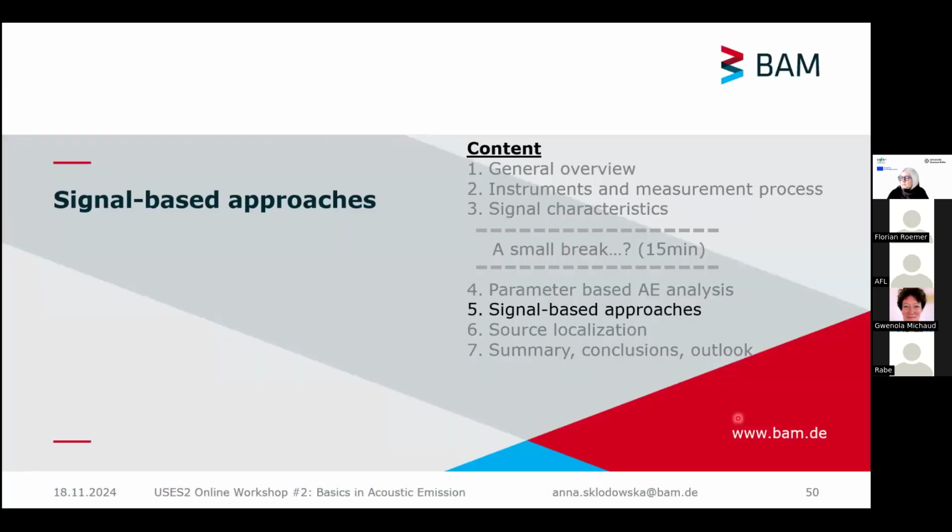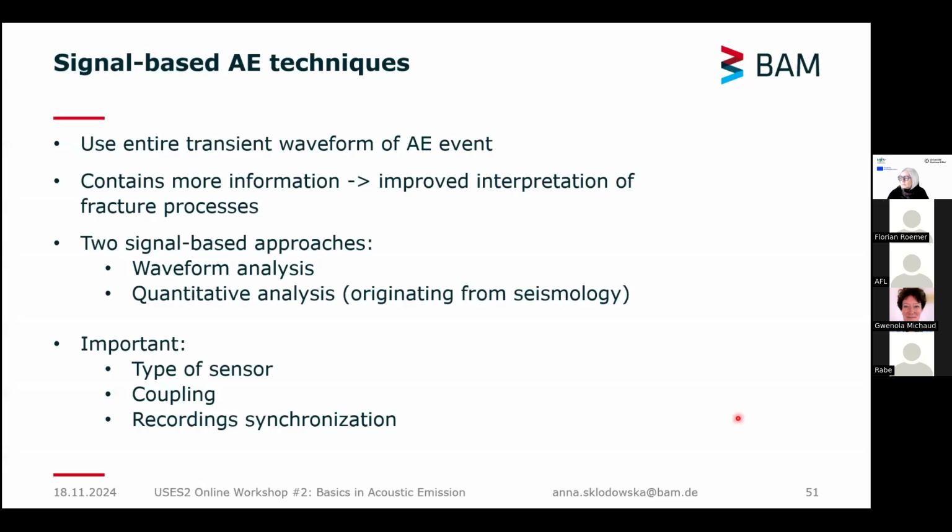Okay, so that was parameter-based, and the other thing is the signal-based approaches. In contrast to the previously explained, the signal-based approaches use the entire waveform of the acoustic emission event to do the analysis. It contains much more information, therefore it allows us to improve the interpretation of the fracture process. In general, we have two signal-based approaches, which are waveform analysis and quantitative analysis, originating from seismology.